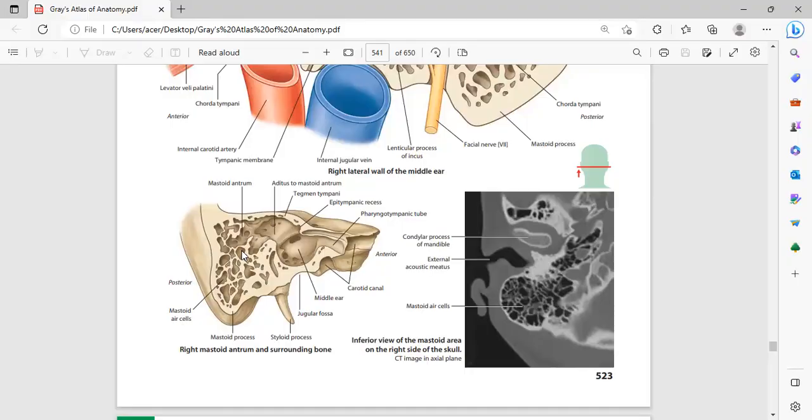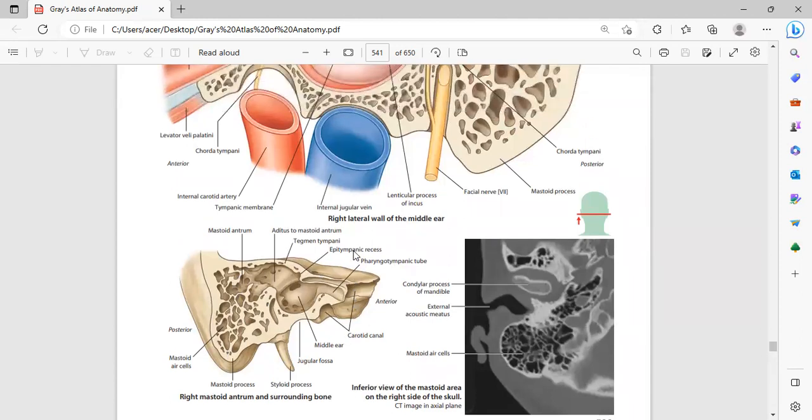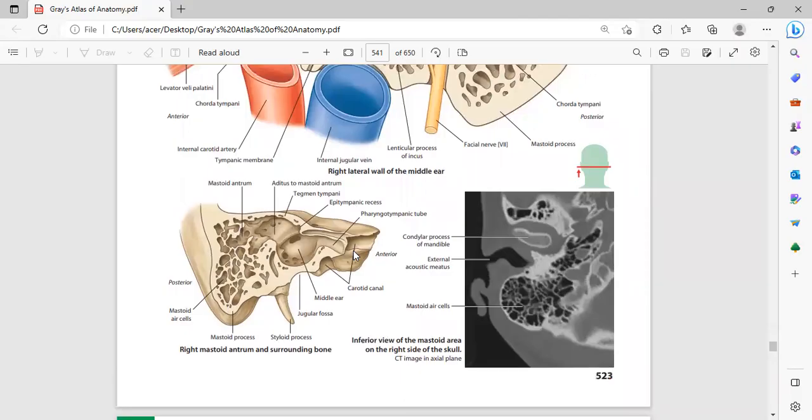Okay, so the significance of this is that middle ear infections can spread here and cause infections in the mastoid air cells, which will block these mastoid air cells. So that is the middle ear.